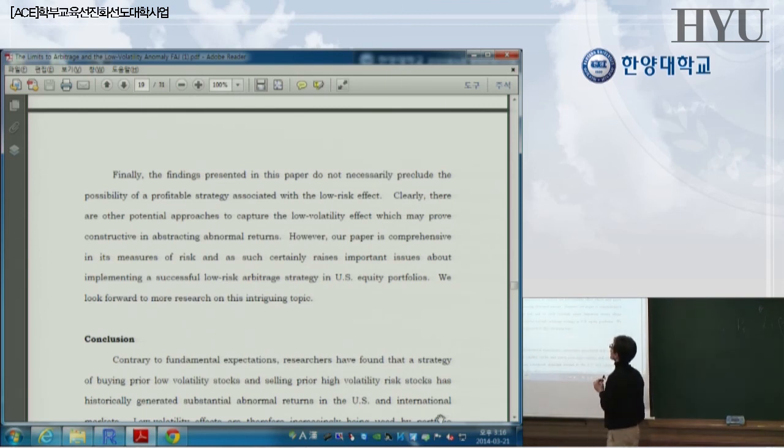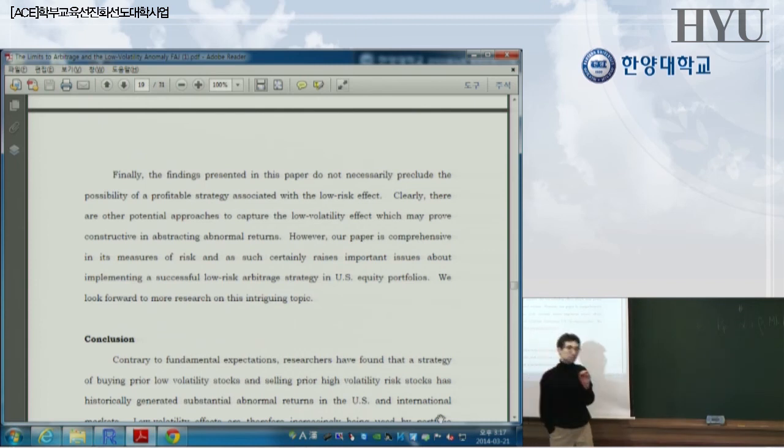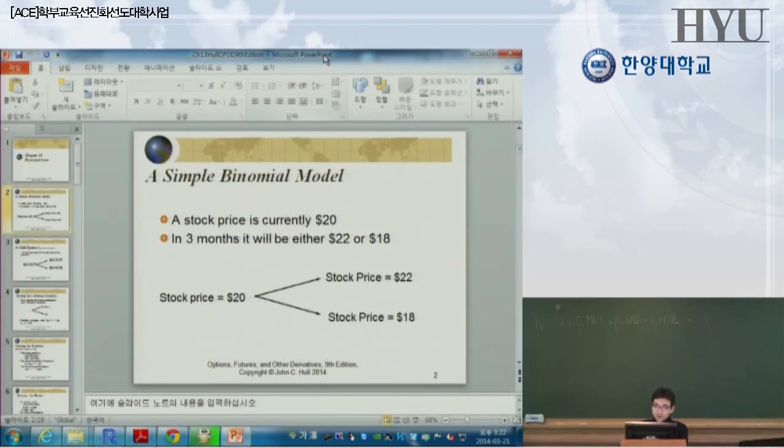Clearly, there are other potential approaches to capture the low volatility effect, which may prove constructive in extracting abnormal returns. Okay? However, of course, they have to defend their paper. However, our paper is comprehensive in its measure of risk, and as such, it certainly raises important issues about implementing a successful low-risk arbitrage strategy in the U.S. equity portfolio. We look forward to more research on this. Good. It's a very simple situation.